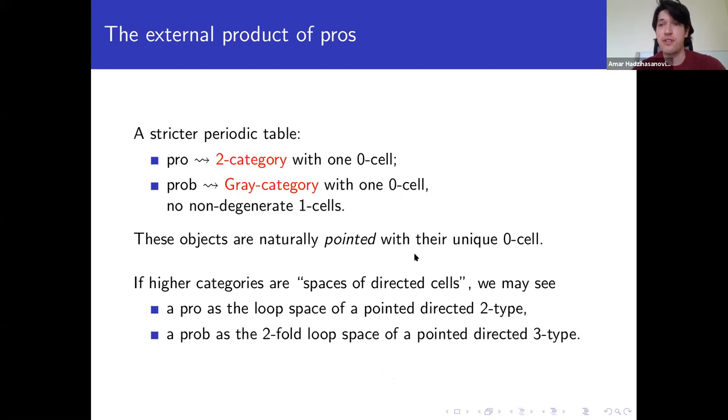When I started working on this, the first thought was, can we work with strict higher categories? The fact that we have Gray categories tells you that no, we can't, because we will need some kind of framework that can encompass both 2-categories and these semi-strict n-categories.